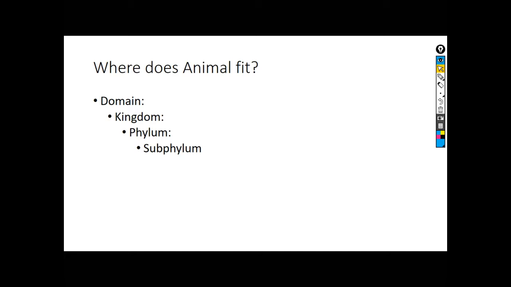Chordate is our phylum that we're working with, and our subphylum will be vertebrate. We just haven't gotten that far yet. Correct. Does invertebrate fall under the chordate as well? Or is it just, it would not.